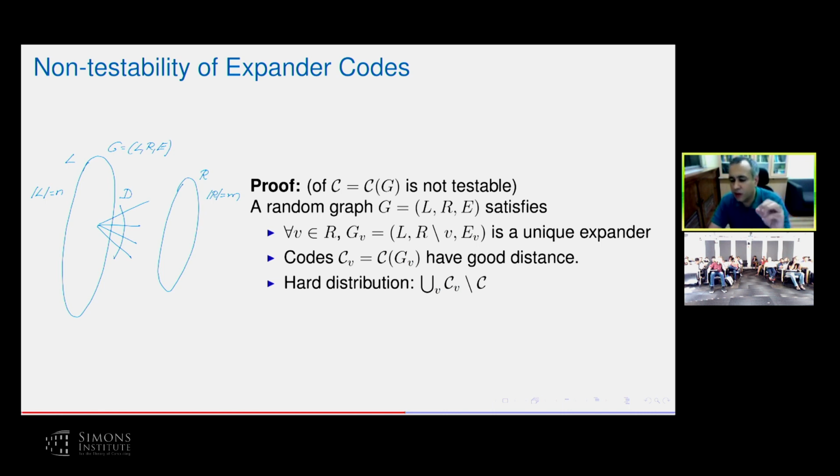So I'm assuming here that, I forgot to mention one other property. I want that after dropping a constraint, it still remains a unique expander, and all the m constraints are actually linearly independent constraints. This will be true if m is much smaller than n. This is always going to be the case. So for each constraint, dropping the constraint actually changes the code. CV will be different from C of G.